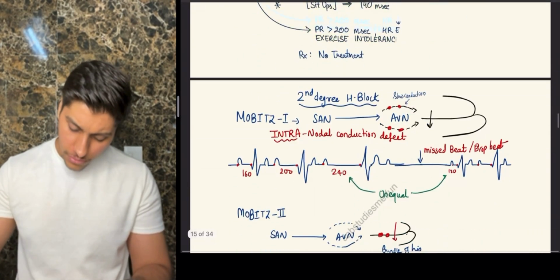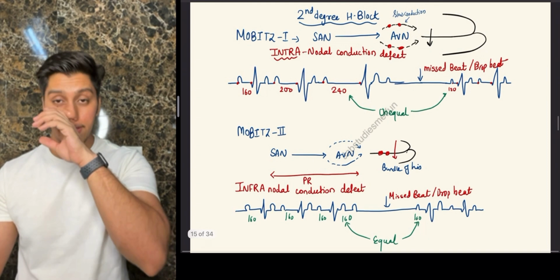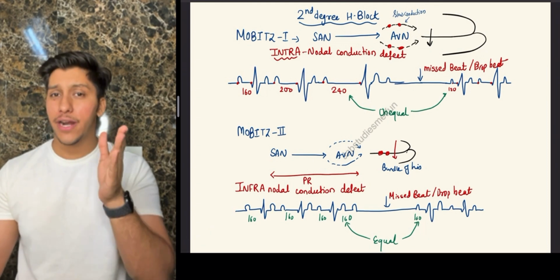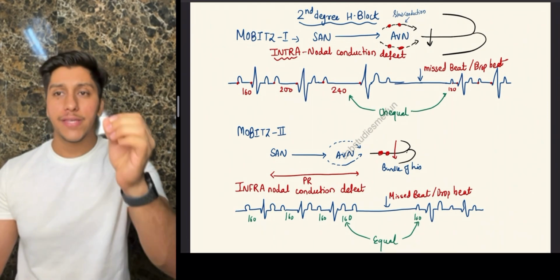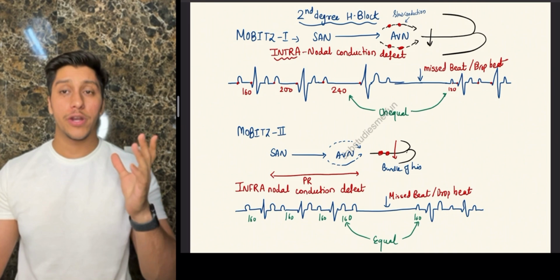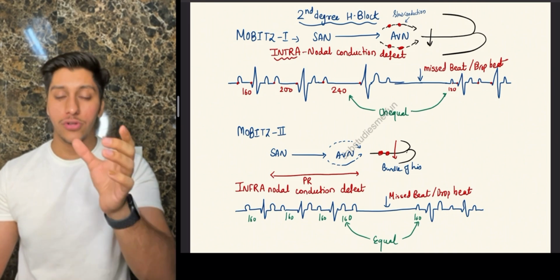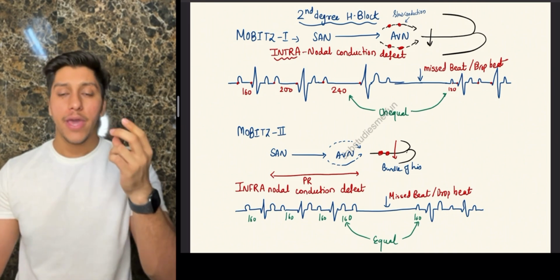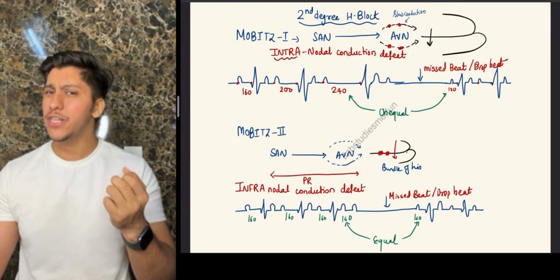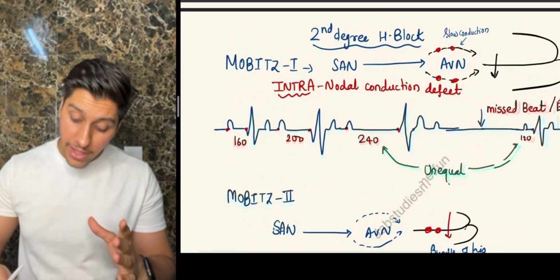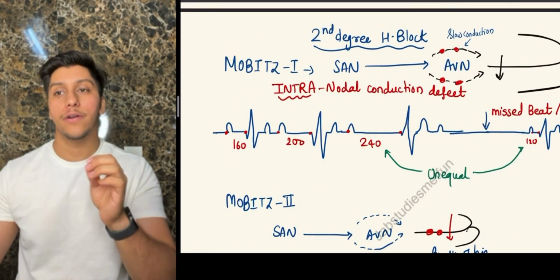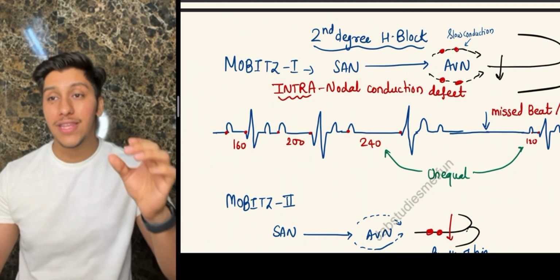Next condition, guys, you have to remember is second degree heart block. Second degree heart block is of 2 types. One is going to be Mobitz 1, which is also known as Wenckebach phenomenon, and then you will have Mobitz 2. What is the difference between both of them? Mobitz 1 is an intranodal block. Intranodal means within the AV node.